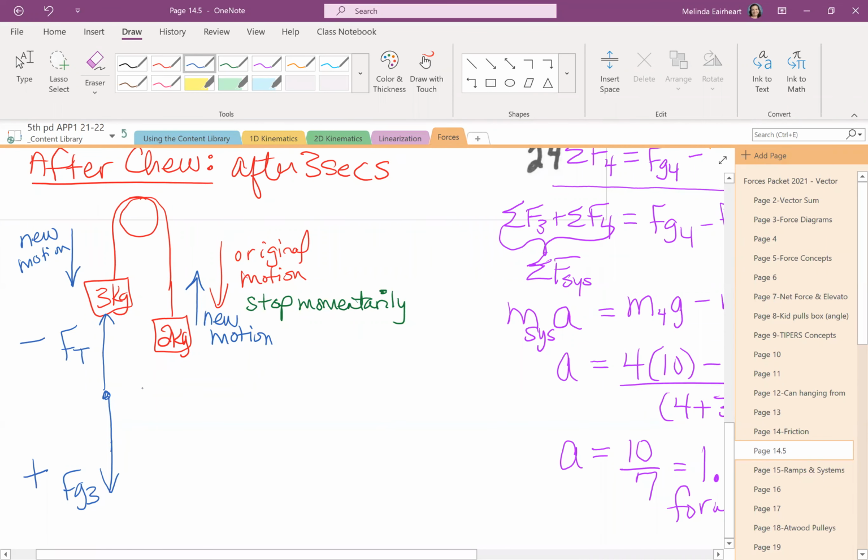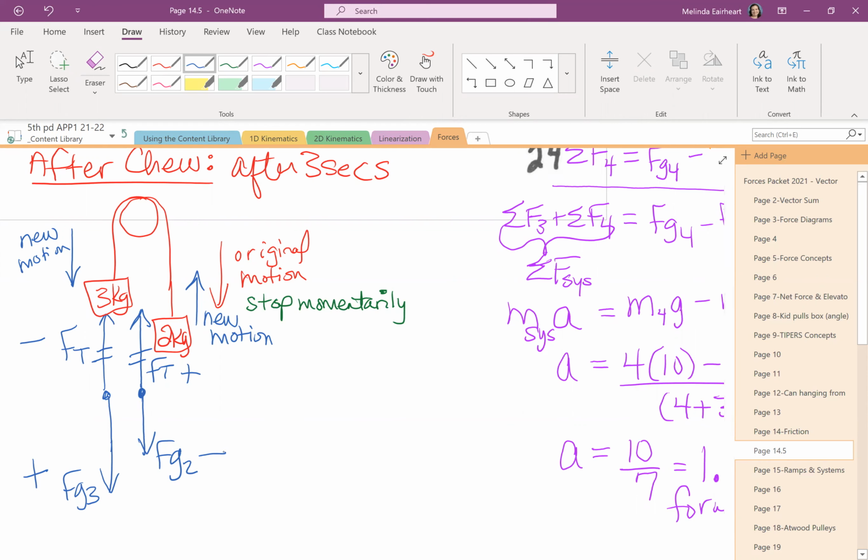Down on the left. So FG3 would now be positive and FT would be negative. And then our 2 kilogram would have a smaller FG2, same tension, now not the same magnitude, okay? If you were to solve for each of these tensions, they're going to be different values, but it's still going to be a Newton's third law pair. It's still going to be equal and opposite to the tension on the other side, and it's going to be up on the right. Well, that's our new positive direction, okay? And so we've got our diagrams.